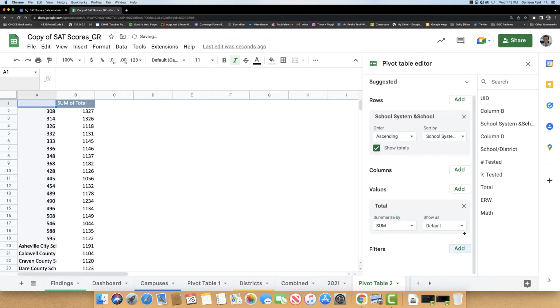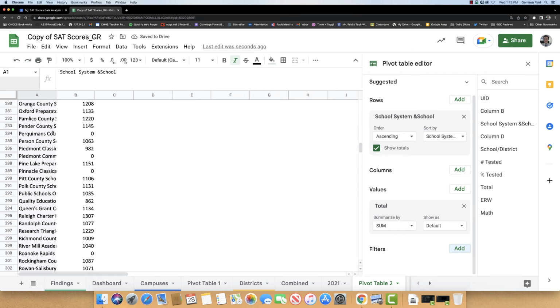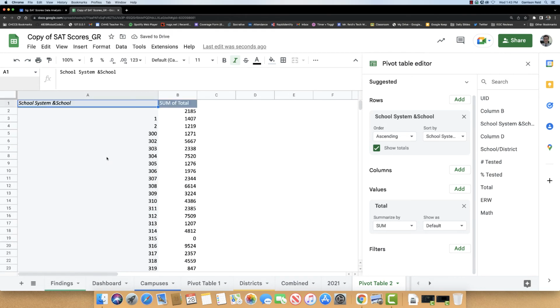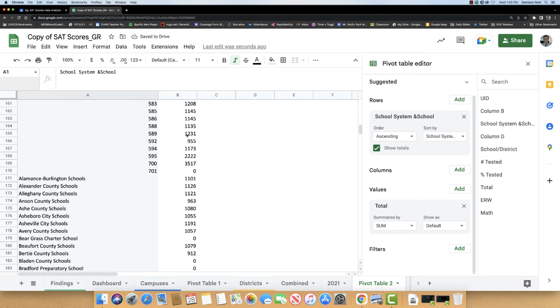Take out this filter. I see a bunch of numbers. That's okay. And then I see a bunch of school districts that are actual districts. We're used to seeing like that. And then we see the sums for a bunch of those.